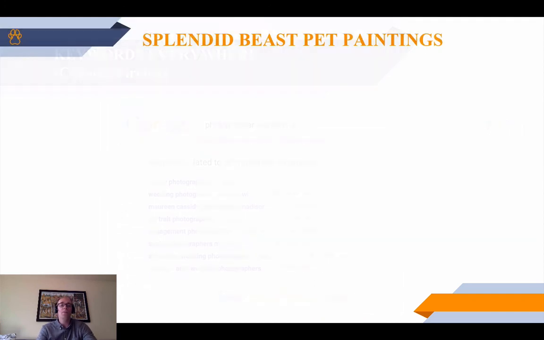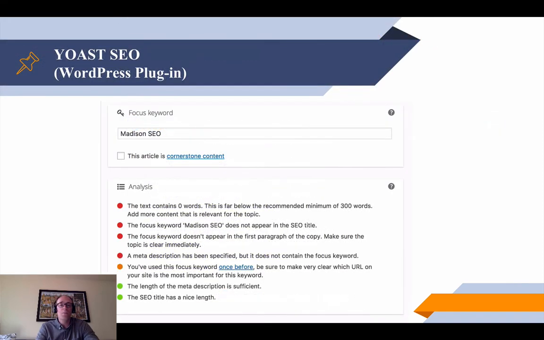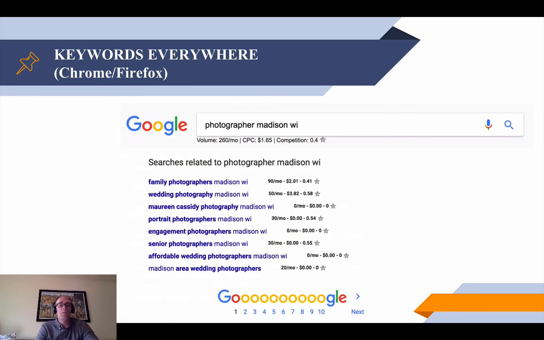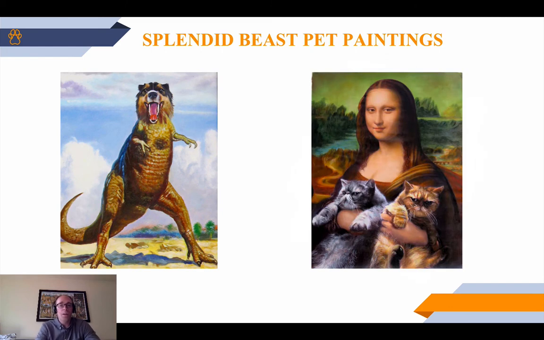So with these two together, you're pretty much set to do your SEO. You can take these phrases you get, plug them into Yoast, and go ahead and optimize for those phrases. So you know what people are searching, and now you know how to optimize your web pages to make sure that people find them. I have another business where we do custom oil paintings of people's pets.